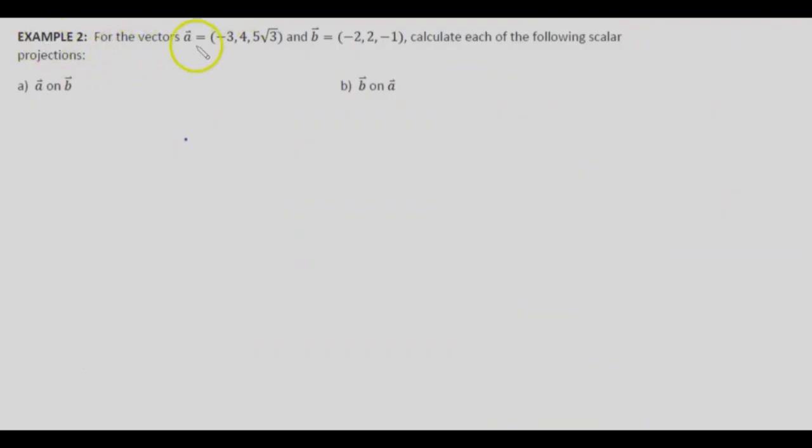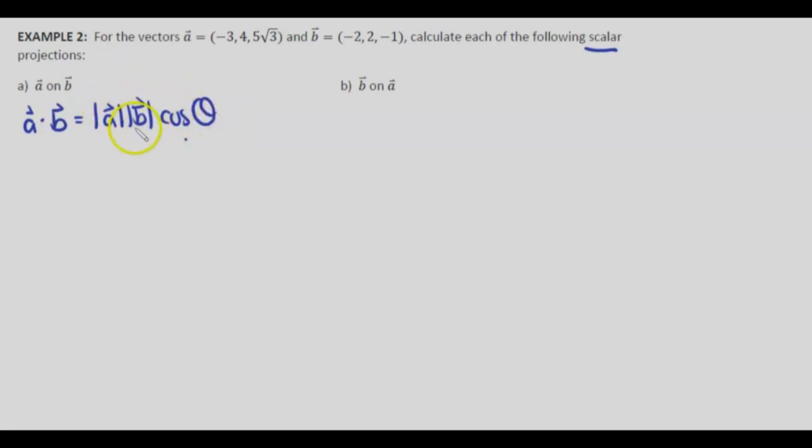Okay, example 2. For the vectors A and B, calculate each of the following scalar projections. For part A, it's A on B, and for part B, it's vector B onto vector A. So we're going to actually show that these two are not the same. We're going to go vector A dot vector B, and this equals the magnitude of vector A times the magnitude of vector B times cos theta.